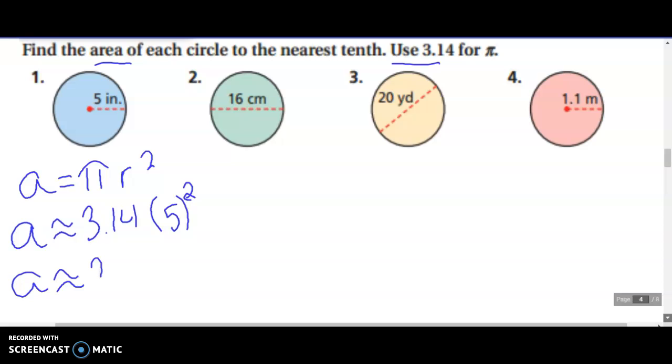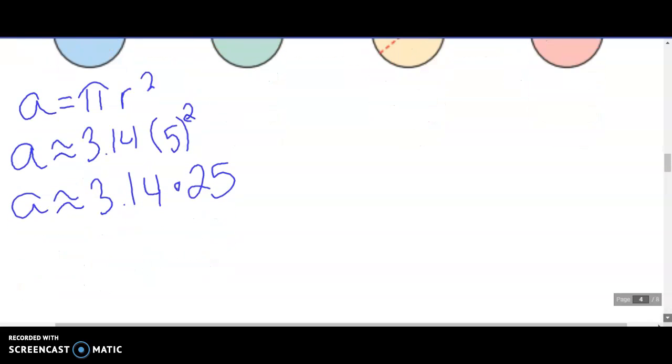Area is about 3.14 times, we have to do radius squared first, okay? And then when I put that in, I get that the area is about 78.5. And since that is rounded to the nearest tenth, I don't have to do anything except give it a label, which is inches. And since it's area, inches squared.